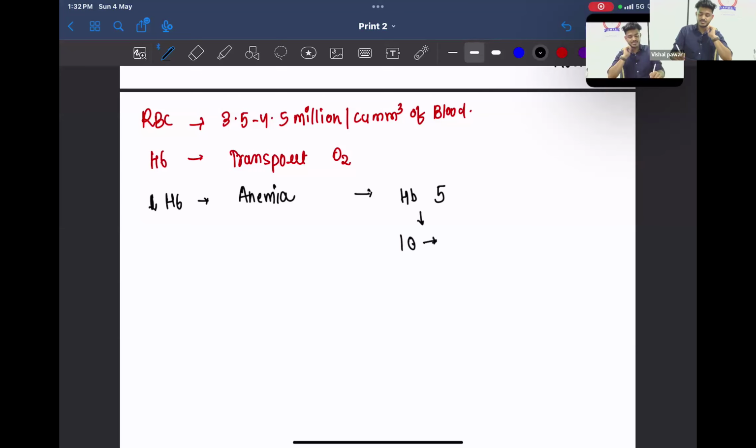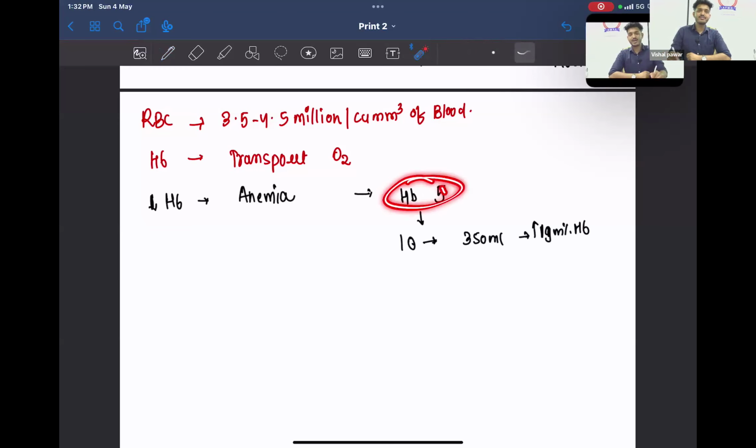1 unit of RBC, 1 unit of blood, will have 350 ml in India, right? 1 unit is going to be 350 ml, and this 350 ml is going to increase hemoglobin by 1 gram percent. So if your hemoglobin was 5 and you are giving 1 unit, this is the sign of unit. If you are giving 1 unit, what is going to happen? This 5 hemoglobin is going to become what? It will become 6. And what is the cutoff value?